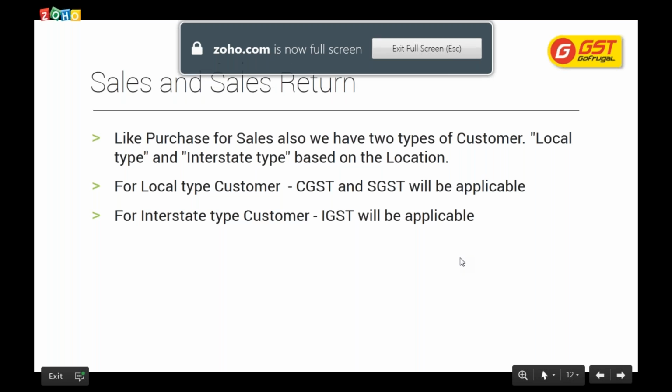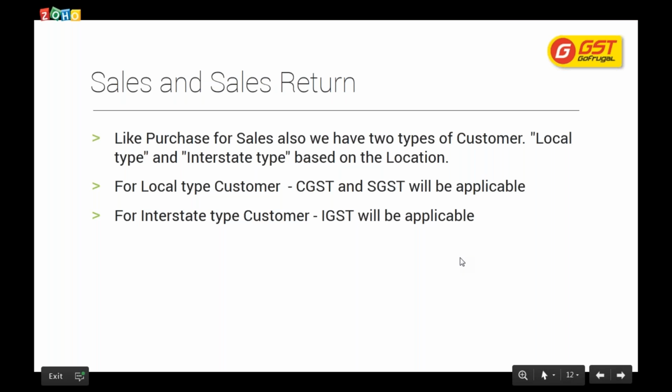Here again, sales and sales return. Like purchase, for sales also we have 2 types. Even here you have sales as local type sales and interstate type sales. For a local type customer, you will have CGST and SGST, and for interstate, you will have IGST.